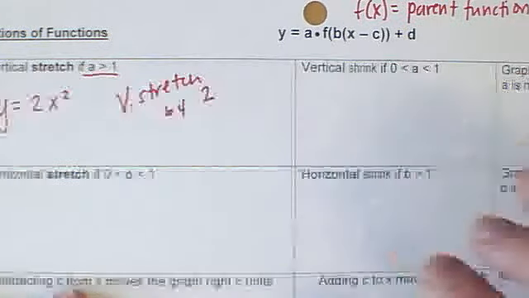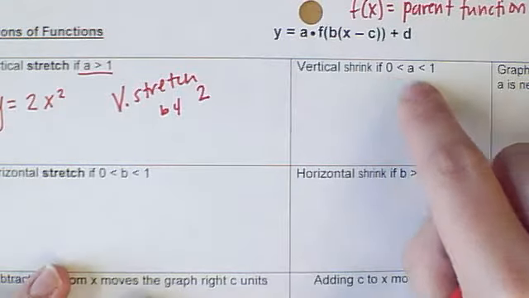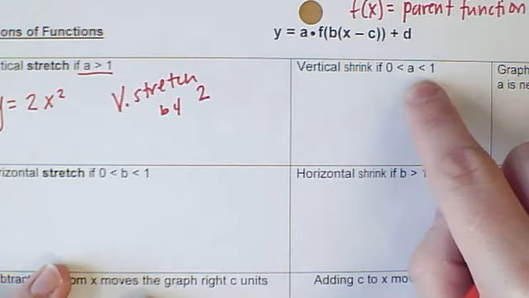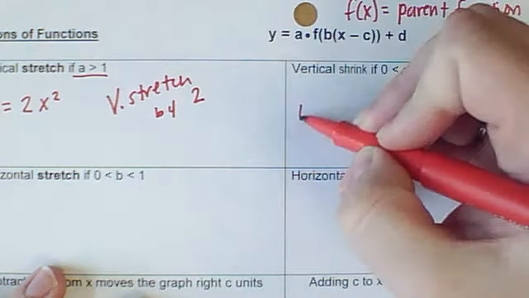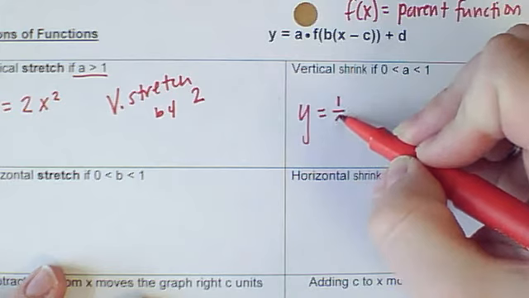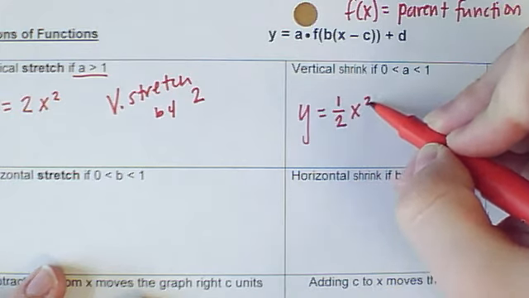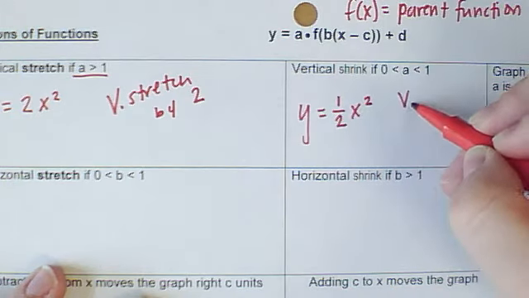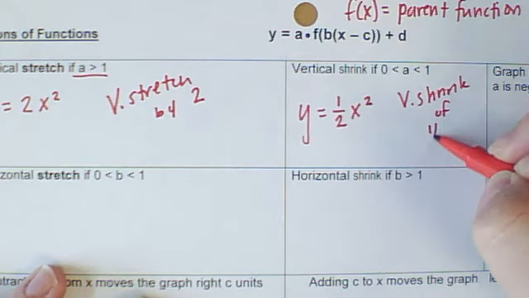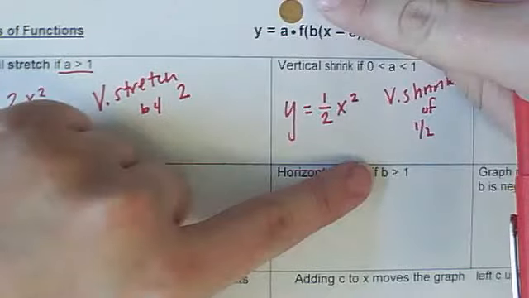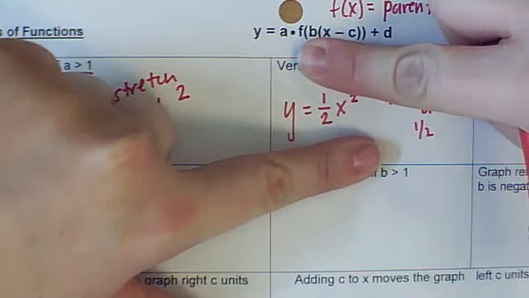Okay, the next part is if your a is in between 0 and 1, so basically if it's a fraction, it's going to vertically shrink it. So let's use the same parent function, quadratic, and I'm going to make it 1/2 this time. So now it's going to be a vertical shrink of 1/2. So it's going to take that parabola and shrink it vertically and make it flatter and fatter.